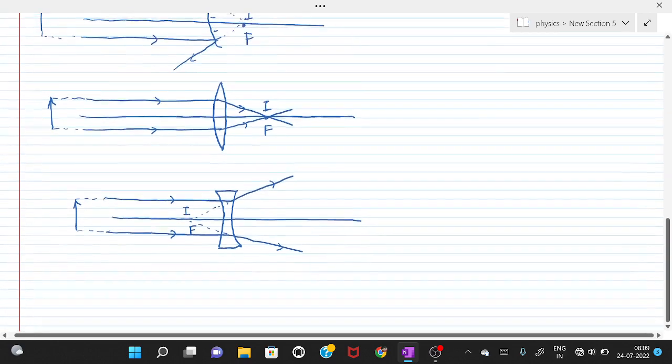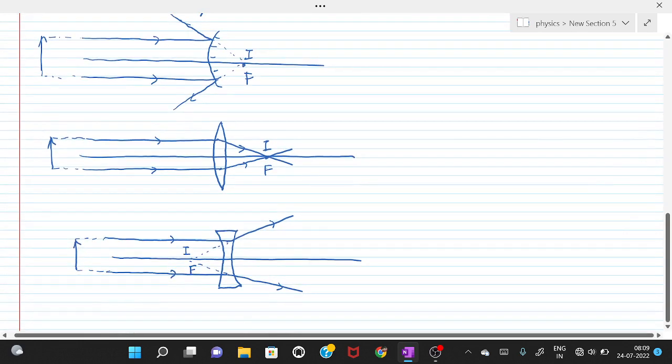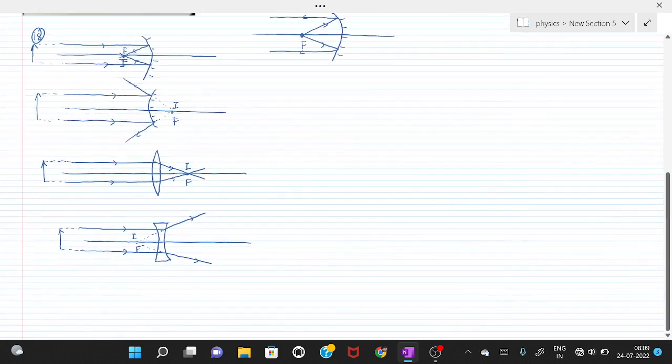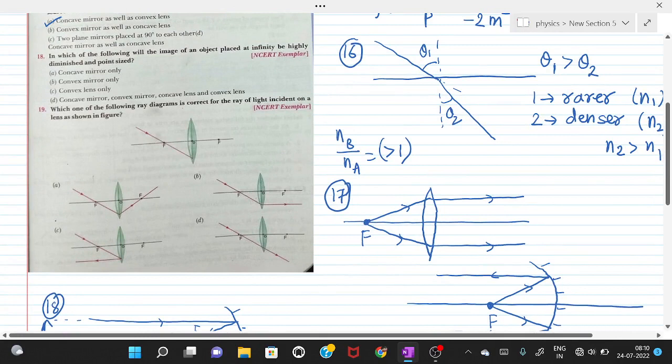So now all four optical devices, that is concave mirror, convex mirror, convex lens, and concave lens, can make a diminished, point-size image when the object is at infinity. When the object is at infinity, all four are capable of what? To make a point-size image. So which option will be correct here? Option D will be correct, that is, highly diminished and point-size image can be made by concave mirror, convex mirror, concave lens, and convex lens.